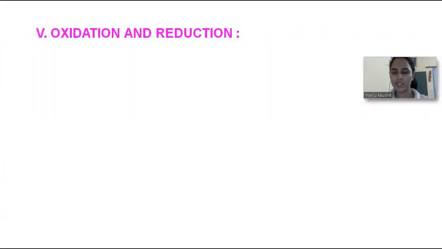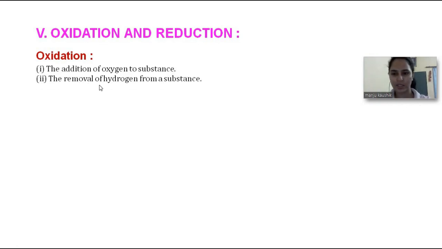So students, now we will do our last type of reaction, that is oxidation and reduction. So what is oxidation? Oxidation is addition of oxygen to a substance and removal of hydrogen from a substance. So whenever there is addition of oxygen, there will be oxidation, and if there is removal of hydrogen, then also this is called an oxidation reaction.